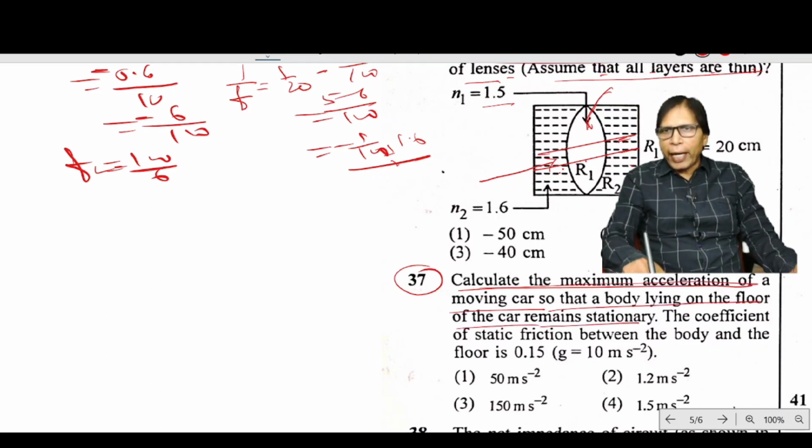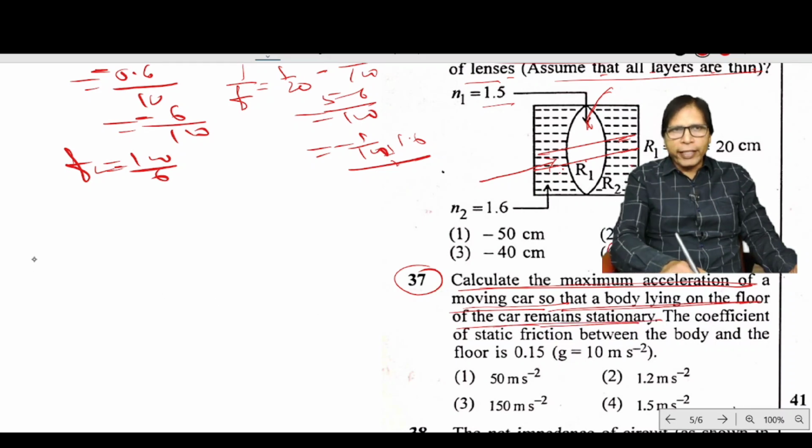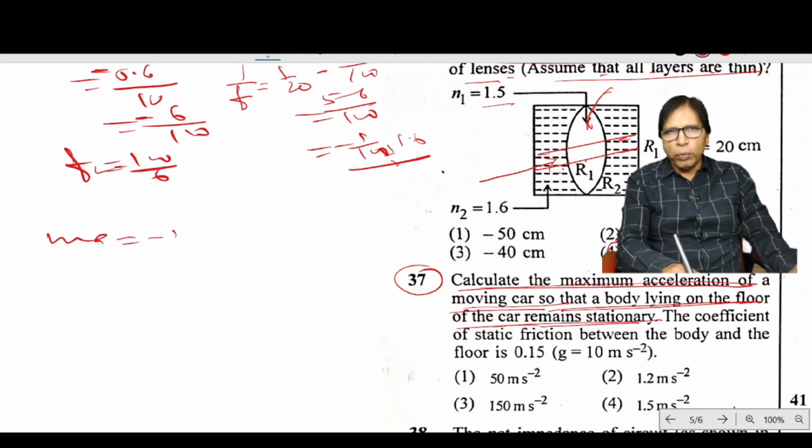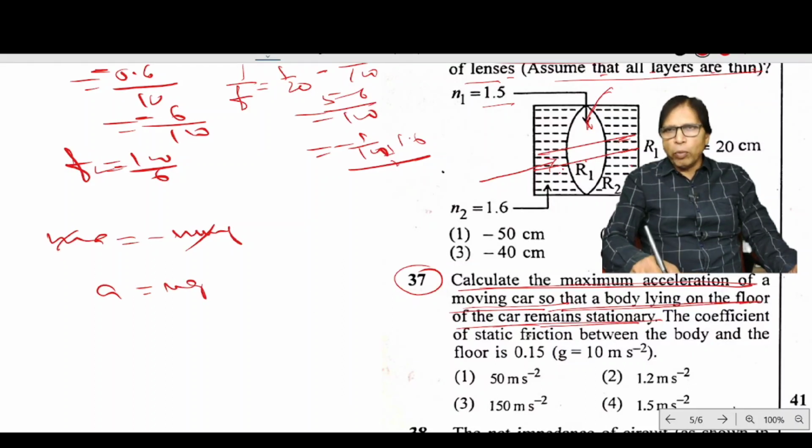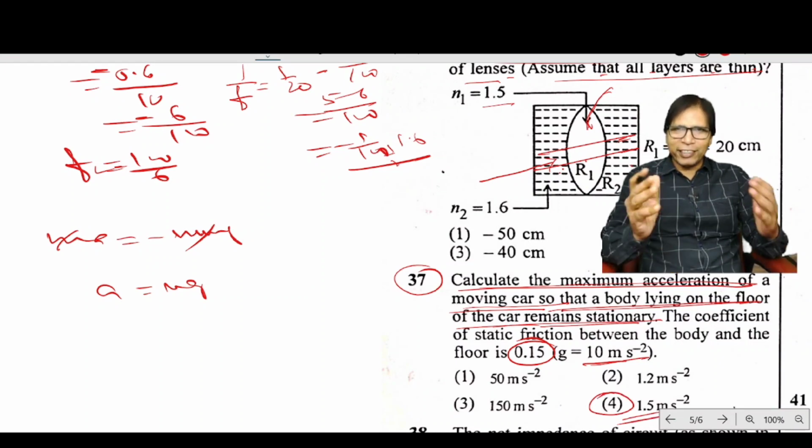Now question number 37. Calculate the maximum acceleration of a moving car so that a body lying on the floor of the car remains stationary. Look at this, here pseudo force ma equals the limiting force of friction mu mg. So m cancels out. Therefore, a equals mu into g. Now mu is 0.15, g is 10. So the required acceleration is 1.5 meter per second square.